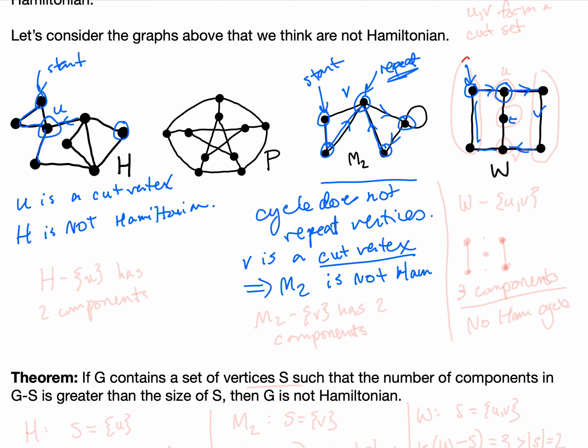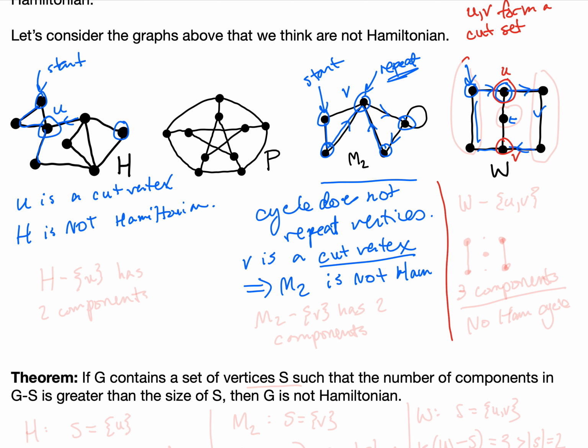In fact, there's something a little more general than a cut vertex here. What we have is a cut set. So if this is the vertex U and this is the vertex V, then the vertices U and V form a cut set.